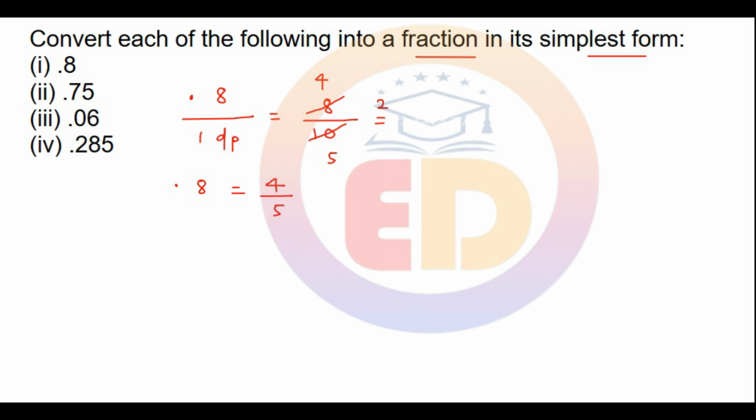Second example, 0.75. 0.75 has 2 decimal places. Write down this number without the decimal point. It will be 75.